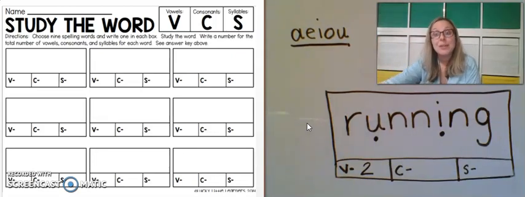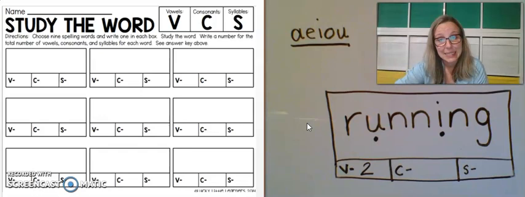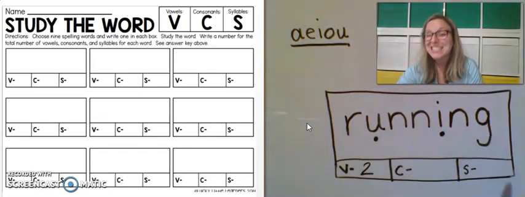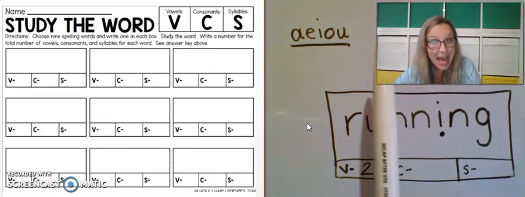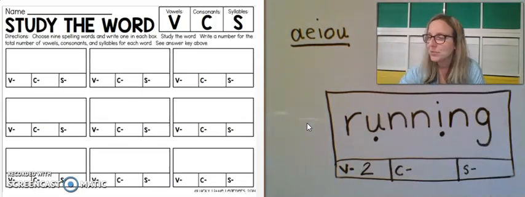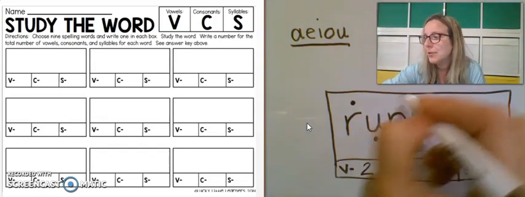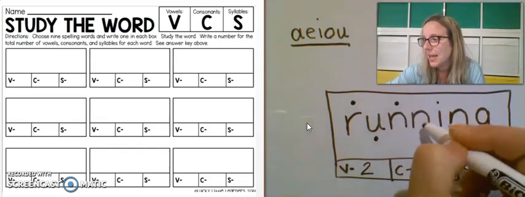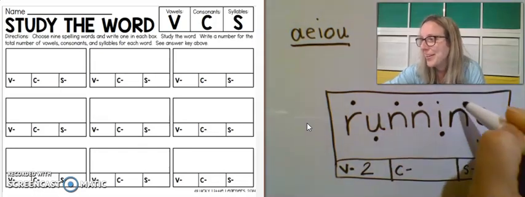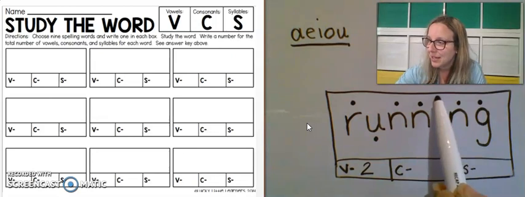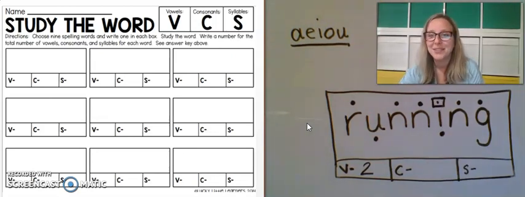The next thing I'm going to count are my consonants. So now instead of putting dots on the bottom for my consonants, I'll put the dots on the top. That way I don't get confused. So I know R is a consonant, U is a vowel, N is a consonant, another N, another N, and G. So now don't count your dot on your I. Don't get confused.